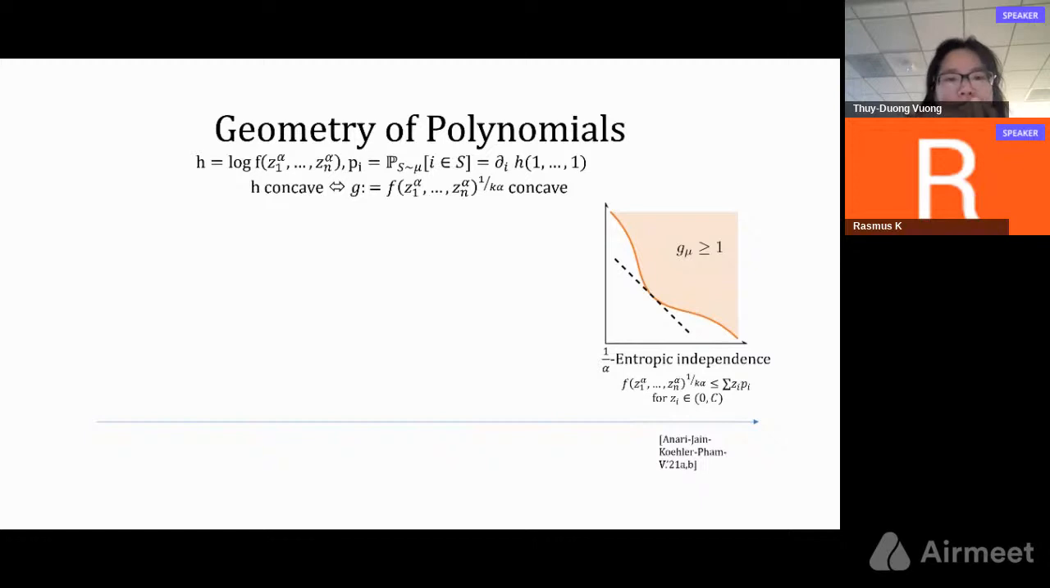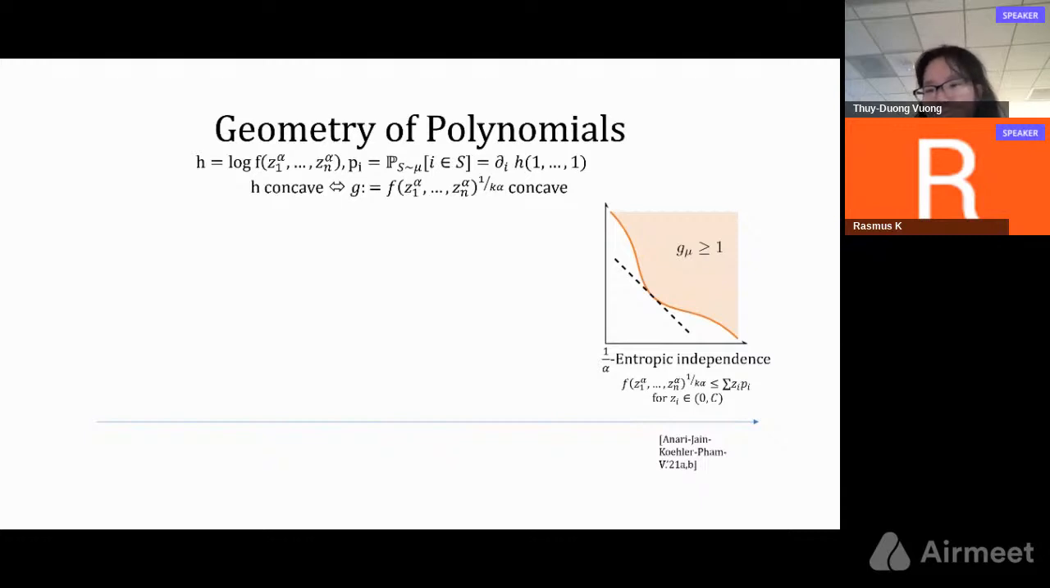This is a pretty weird definition, but the point is that we want to keep this function g to have total degree 1 in z_1 to z_n. So we want to keep it homogeneous of degree 1. And in that case, when g is homogeneous of degree 1, then h is concave if and only if g is concave. And h being concave is equivalent to the fact that f is alpha fractionally log concave.